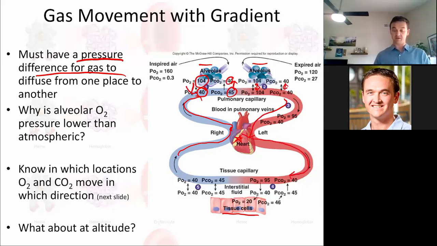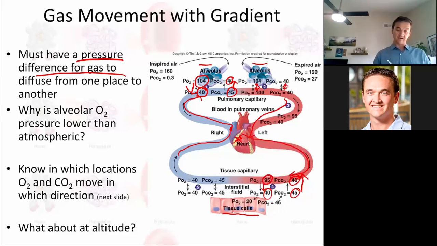Now we've got some more pressure differences here, right? Our CO2 there is lower in the blood than it is in the interstitial space of the tissues, right? So that's going to push CO2 into the blood. And now it looks like we've lost a little bit of oxygen, just getting down to the tissues, which is normal. And then we see we still have a lot more oxygen in the blood than we do in the tissues, right? So that's going to move oxygen into the tissues, into the cells, so the cells can use it.